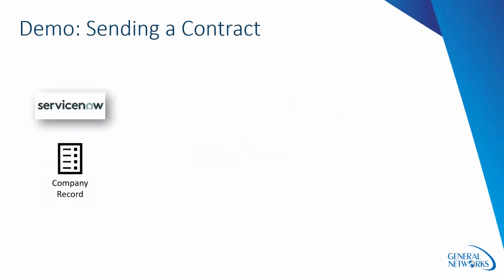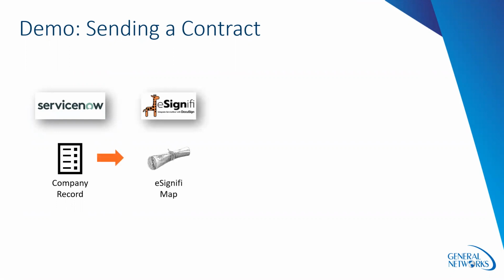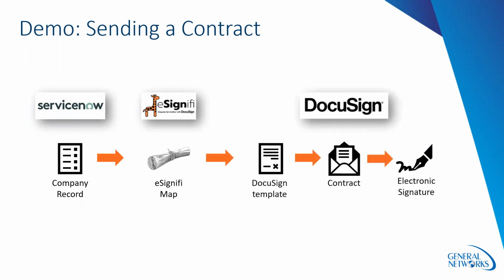So today, what we're specifically going to show is sending out a contract. That's the demo I'm going to show. I'm going to start with a company record in ServiceNow, and we're going to create an eSignify map that's going to allow us to send out a contract from that company record to a vendor, in this case, and go through DocuSign and that signing process.